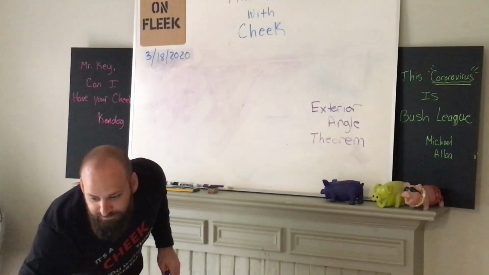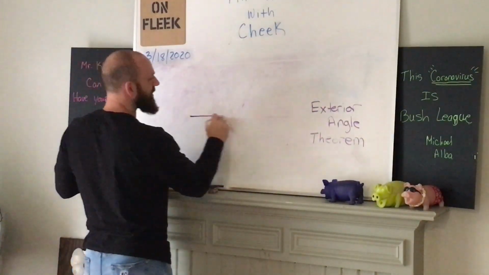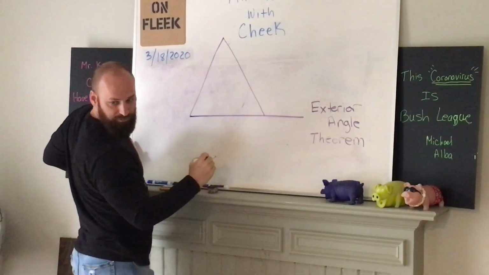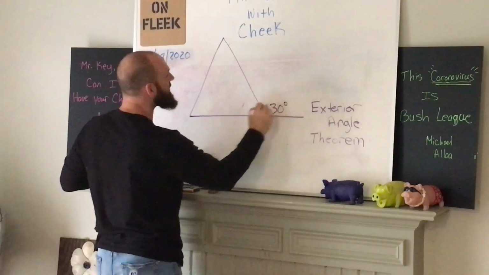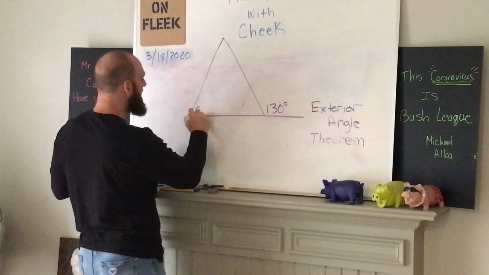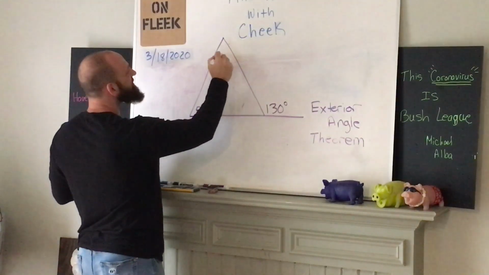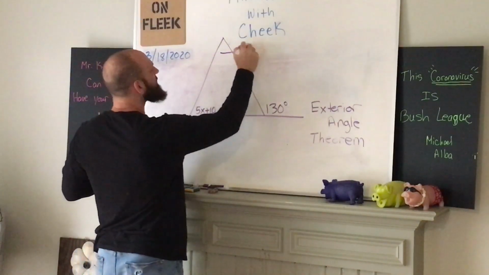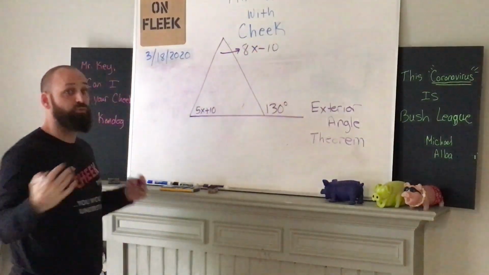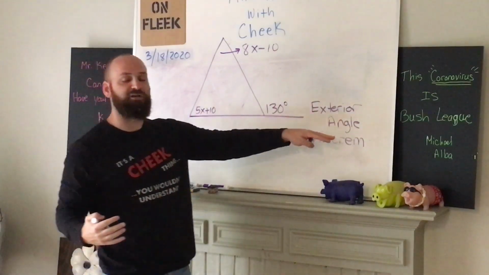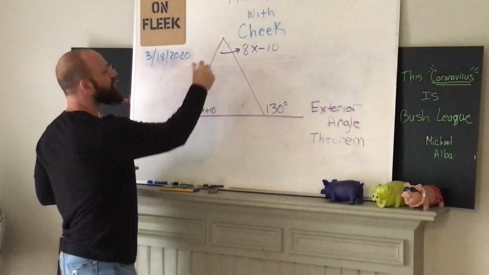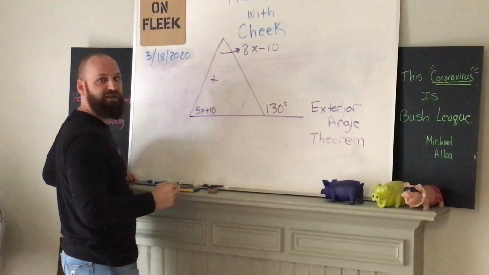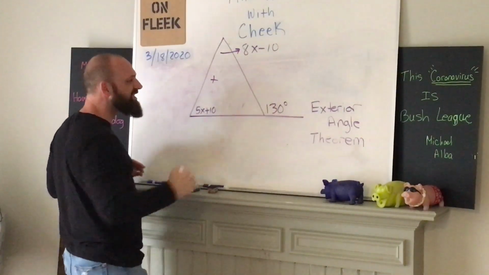This is when it gets fun. Okay, so I'm going to draw this triangle here. Looks something like this. This is 130 degrees. And then we've got 5x plus 10, and this angle here will be 8x minus 10. This is where you really have to know what the exterior angle theorem is telling you. It tells you that the two interior angles that are opposite that exterior angle can be added together to equal that angle measure.